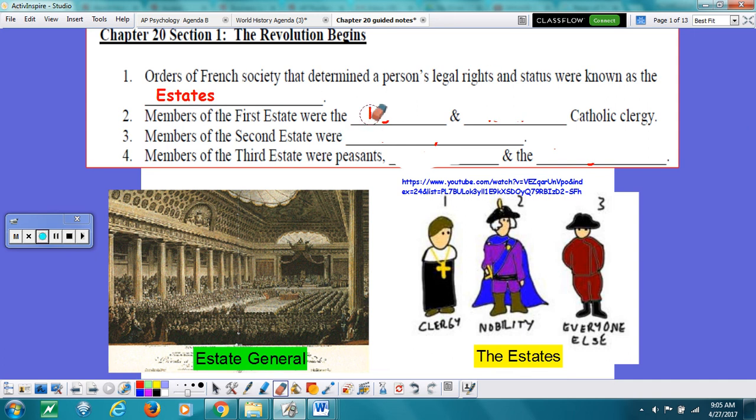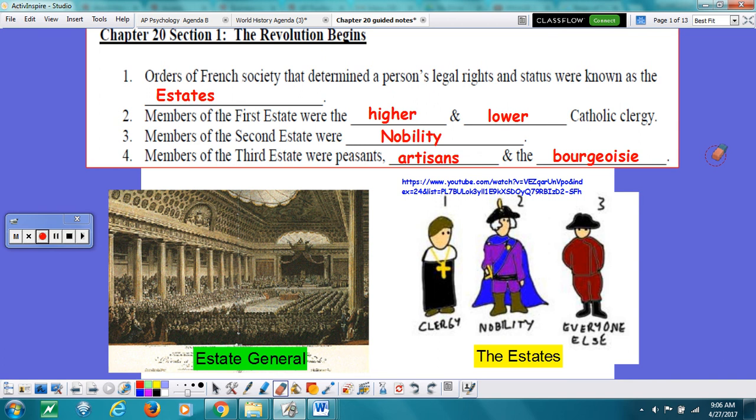The first estate belonged to the higher and the lower Catholic clergy. The second estate was consumed by nobility, and the third estate was made up of peasants, artisans, and primarily a group known as the bourgeoisie. Bourgeoisie is basically the middle class. You could probably make an argument that the king was above all these three estates. You could also make an argument that even the third estate, those people who were the lowest of society, were kind of beneath that to a certain degree.